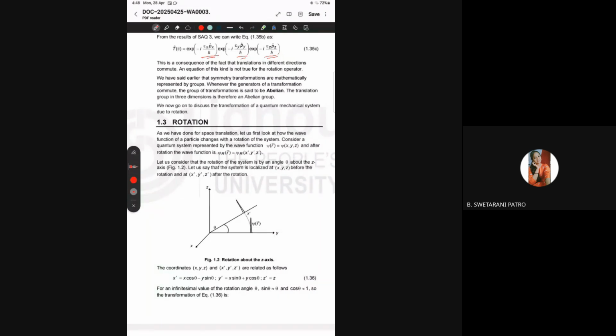Now the matter is, let us first look at how the wave function of a particle changes with rotation of the system.